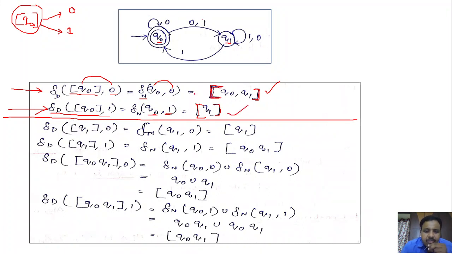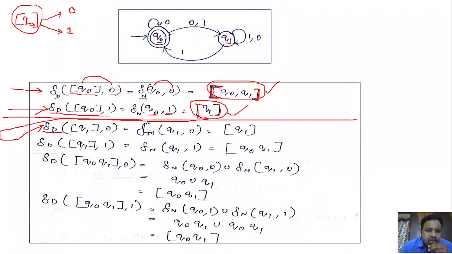Next, after performing this transition, identify the new states. What are the new states that we have? [Q0, Q1] is one new state and [Q1] is another new state. For these new states, we have to specify the transition. Select any one of the new states and calculate the transition. Here I have selected Q1, so now calculate the transition for Q1.